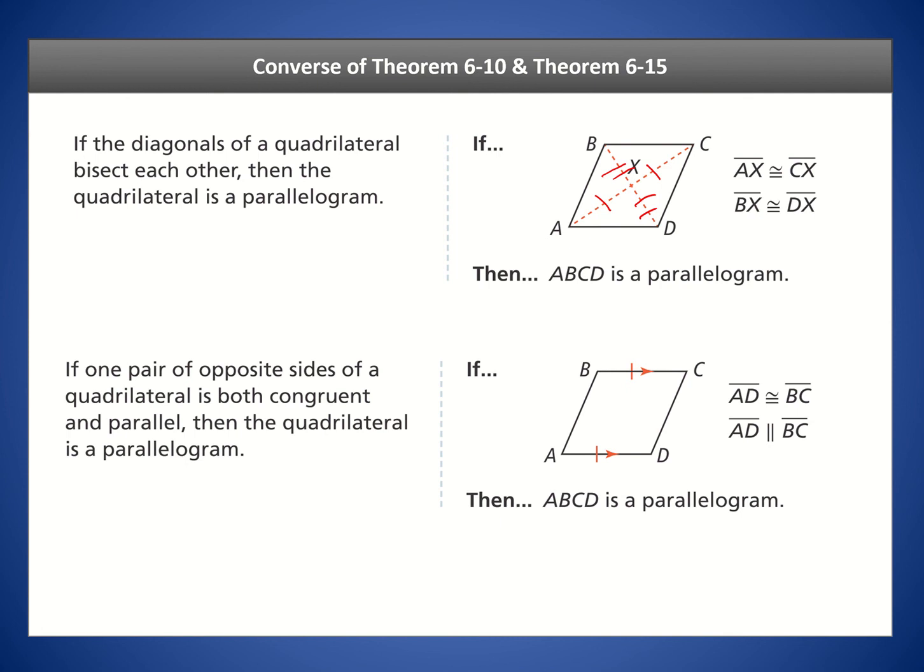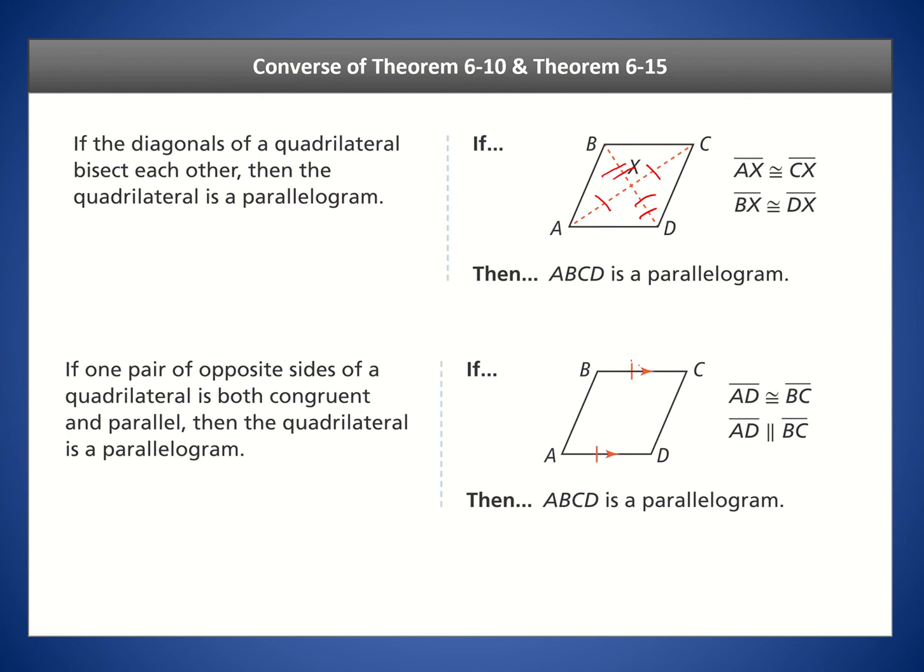For the theorem on the bottom, which is the converse of theorem 6.15, the original theorem stated that if you had a parallelogram, then you would have a pair of opposite sides that are congruent and parallel. Now this is stating the reverse of that.